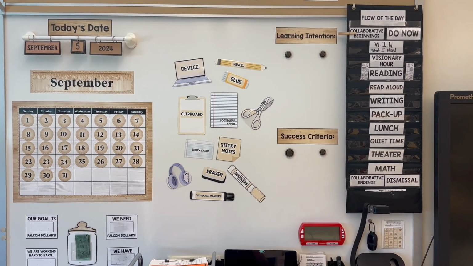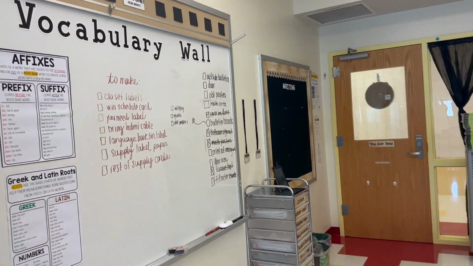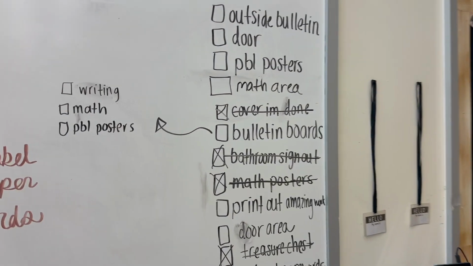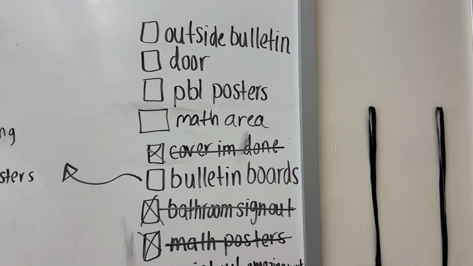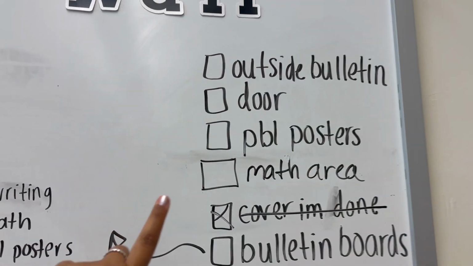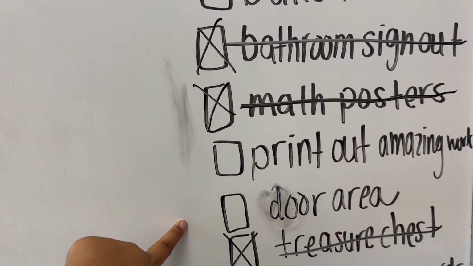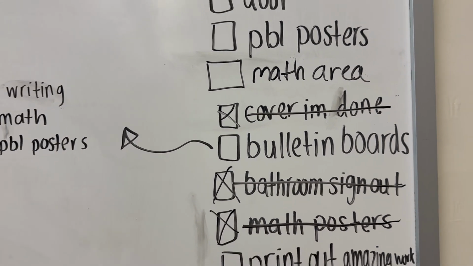So yeah, I have that going for me. And that's pretty much what we've done. That has taken quite a lot of time. What we're going to be doing next is the math area. So I'm going to work on that because that's the most daunting. And then after that, I think I'm going to work on the door area, and then we're going to start with the bulletin boards because that's also a really big task.